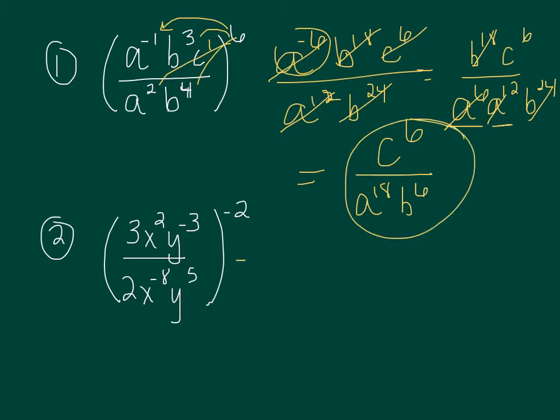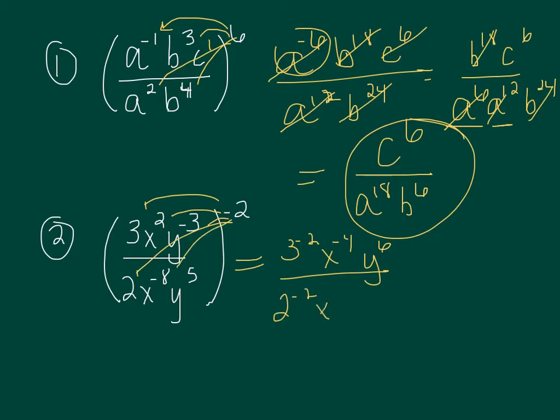Alright, next one. Same thing, we have outside exponents, so I'm going to get rid of that first. Remember, if it doesn't have an exponent, it's a 1. So we have 3 to the negative 2, and then we have x to the negative 4th, and then we have y to the 6th, and down here, we have 2 to the negative 2nd, x to the 16th, and y to the negative 10th.